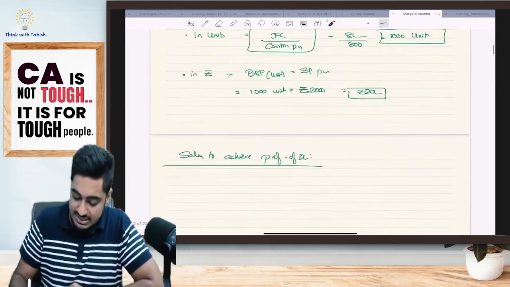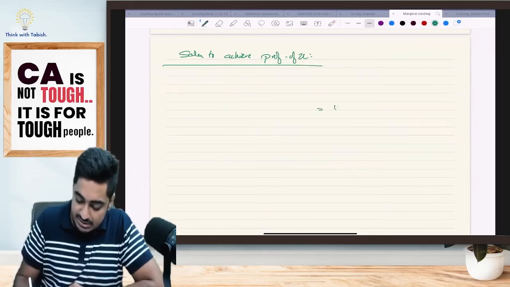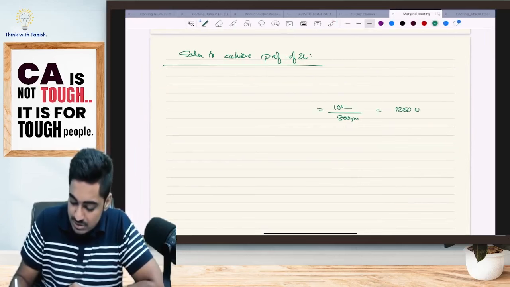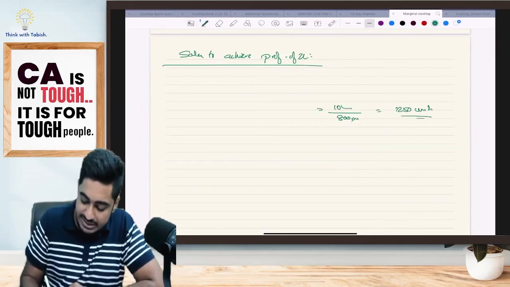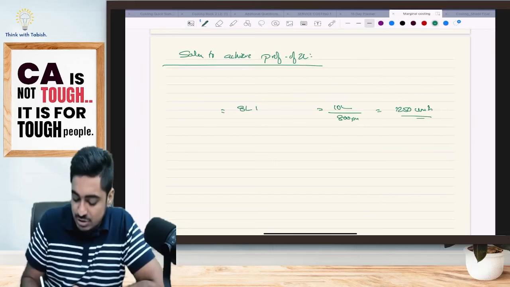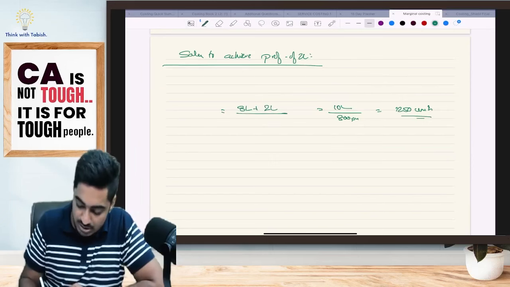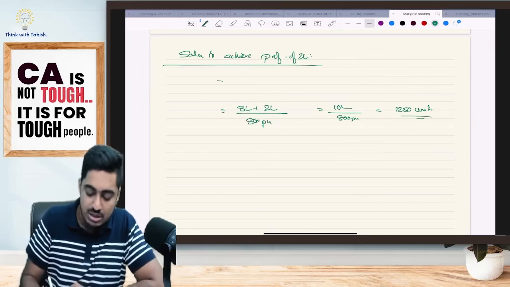So what I basically did is 10 lakh divided by 800 per unit. I got it as 1250. How did I get 10 lakh? I told, okay, boss, 8 lakh fixed cost I should recover. In addition to that, 2 lakh I want. Divided by 800. Now create the formula.